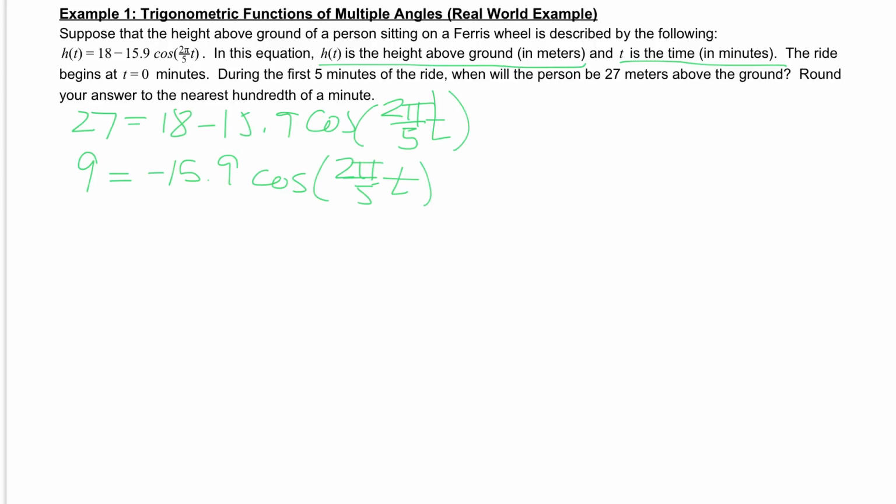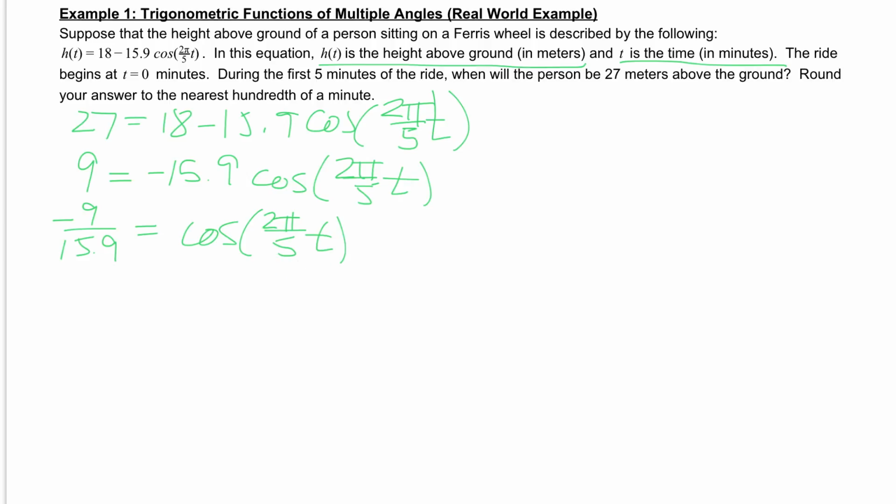Then we want to divide both sides by negative 15.9. And doing that, we get negative 9 over 15.9. Don't worry about simplifying it right now. And that's equal to the cosine of 2 pi over 5 times t. So what we have right now is we have our cosine isolated. But what's inside here is kind of ugly to look at. That 2 pi over 5 is attached to our t.